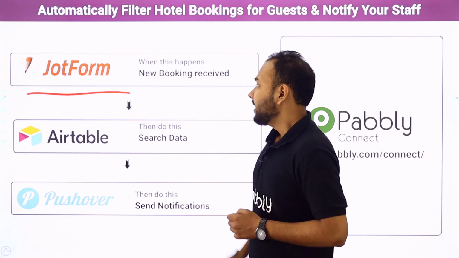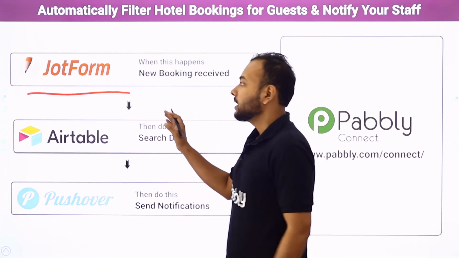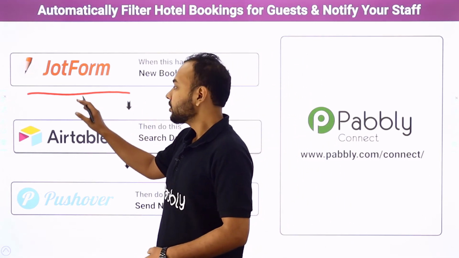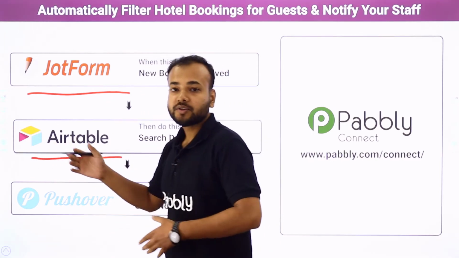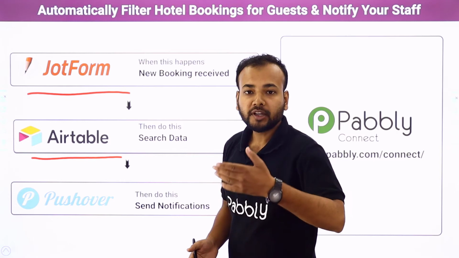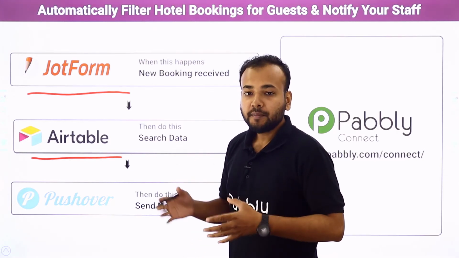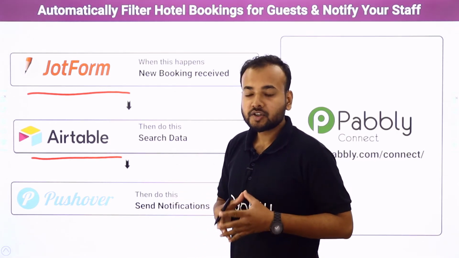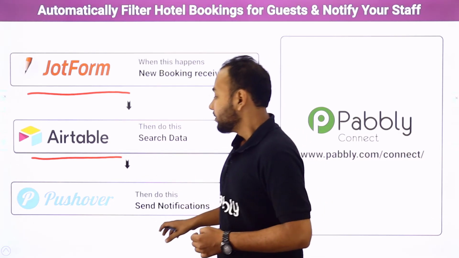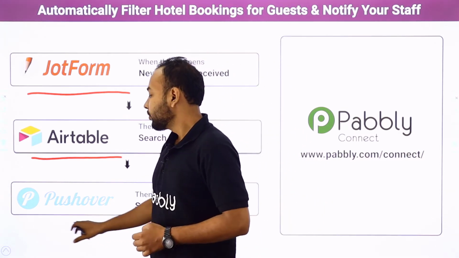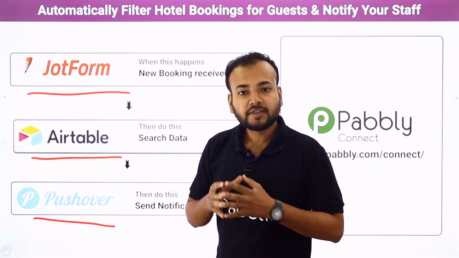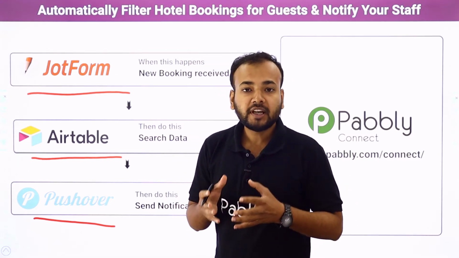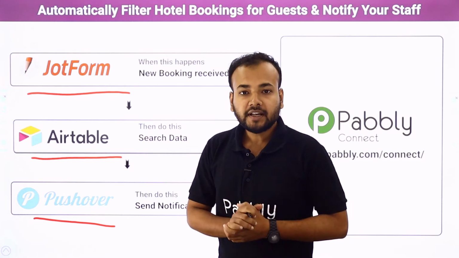One is, whenever you receive a new booking, you manually sort out the data from the JotForm, then come to Airtable here and manually find out the person from among the blacklisted customers, and if the person turns out to be a blacklisted customer, you manually send the notification to your staff using Pushover. But guys, if you're receiving hundreds of bookings daily, this process can be very time consuming and repetitive. So we have a better way for you.